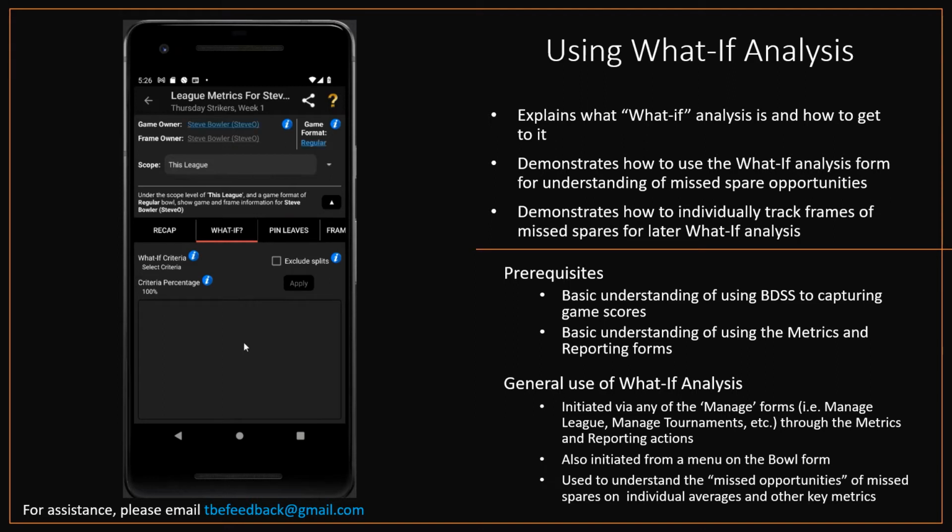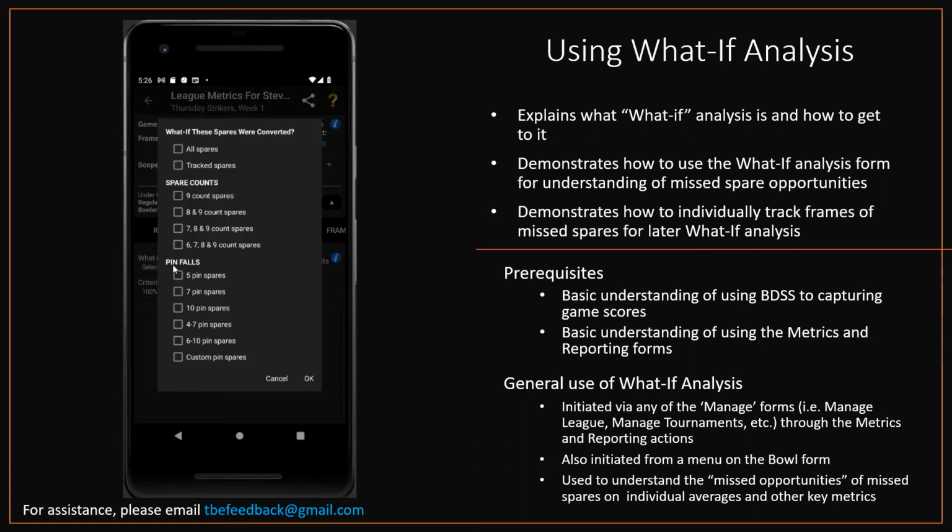What-If Analysis has only 3 fields that must be entered. The most important is What-If Criteria. This is the only field that does not default, and you must enter it before the Apply push button is enabled and you can run What-If Analysis. So let's click it, and a form will open where you will specify which missed spares you want the analysis to be performed on. Basically, this is asking you, which missed spares do you want to assume you made in order to see what your average and other metrics would have been?